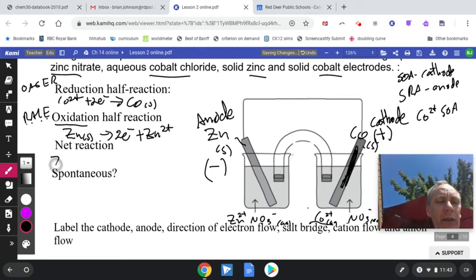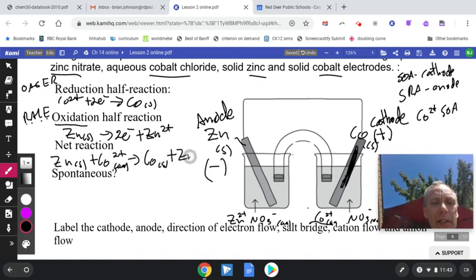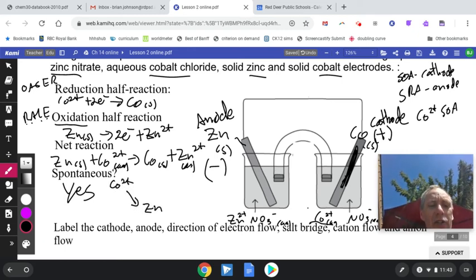We could add them up and get our net reaction. Zinc solid plus cobalt 2 plus gives cobalt solid and zinc 2 plus aqueous. Okay, is it spontaneous? Yes. The oxidizing agent, the cobalt 2 plus, sits above the reducing agent zinc. Okay, now we need to do some labeling here.